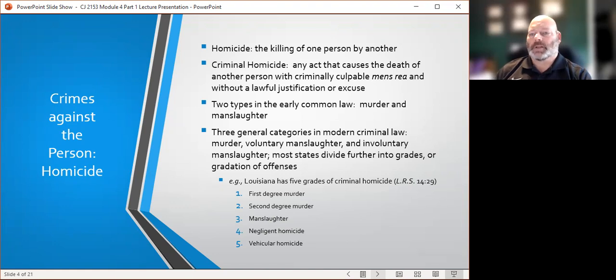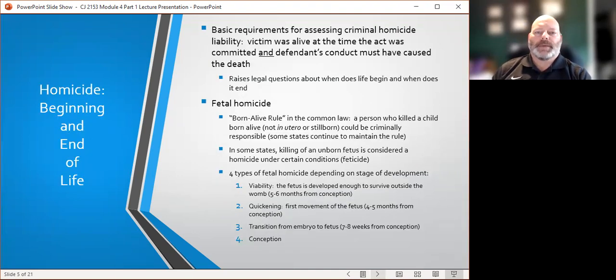For example, Louisiana Revised Statutes 14, Article 29 lists the 5 grades of criminal homicide in Louisiana as first-degree murder, second-degree murder, manslaughter, negligent homicide, and vehicular homicide. The basic requirements for assessing criminal homicide liability are that a victim was alive at the time the act was committed, and the defendant's conduct must have caused the death. Of course, this raises legal questions about when does life begin and when does it end.